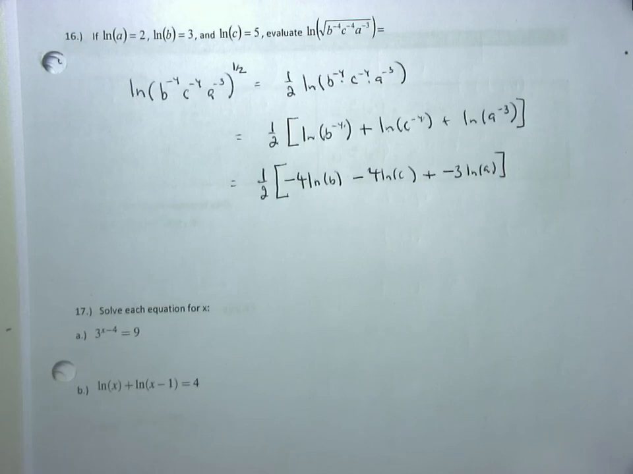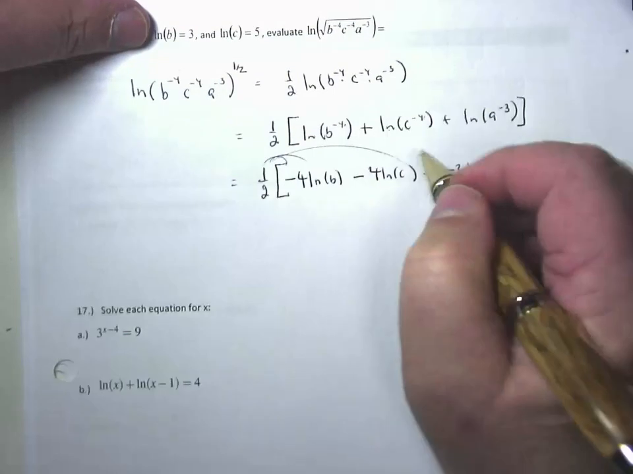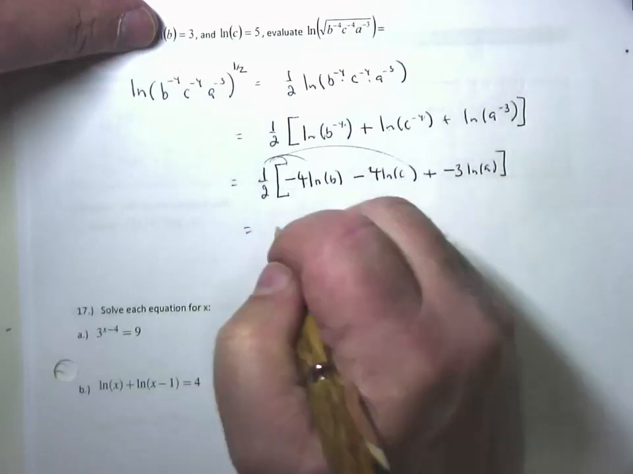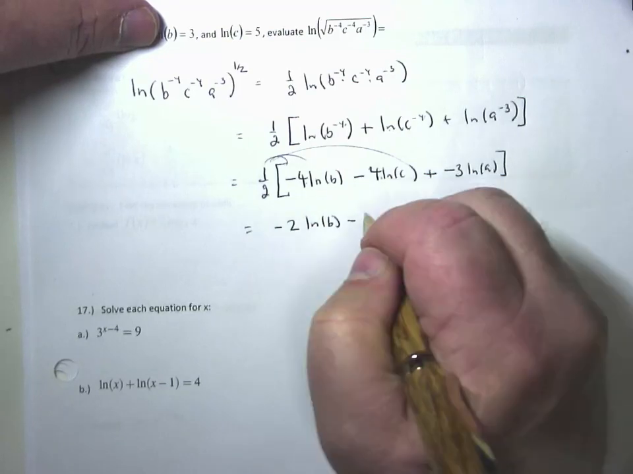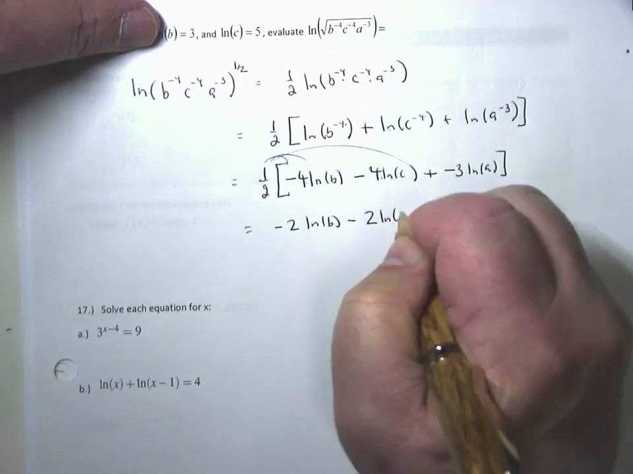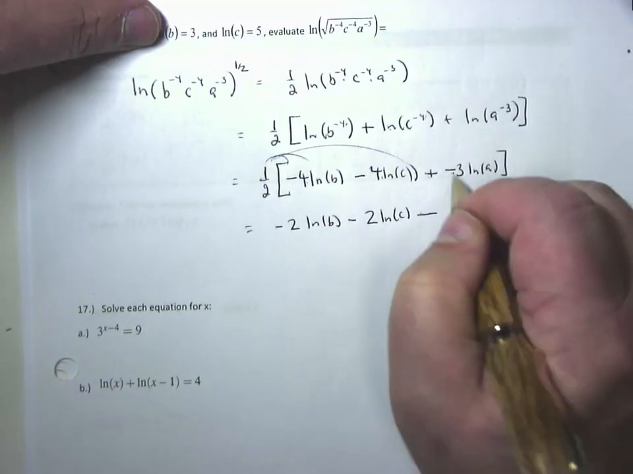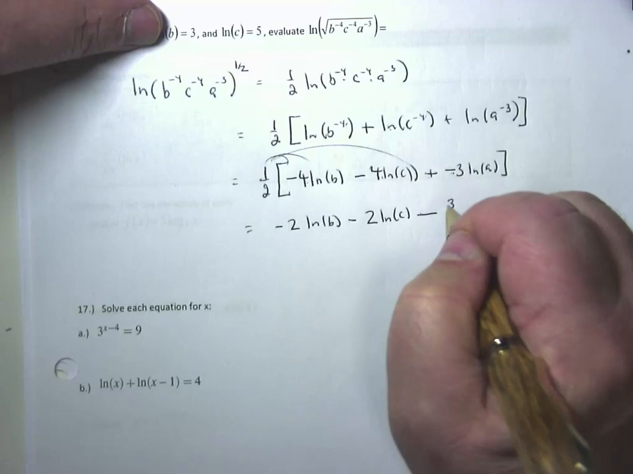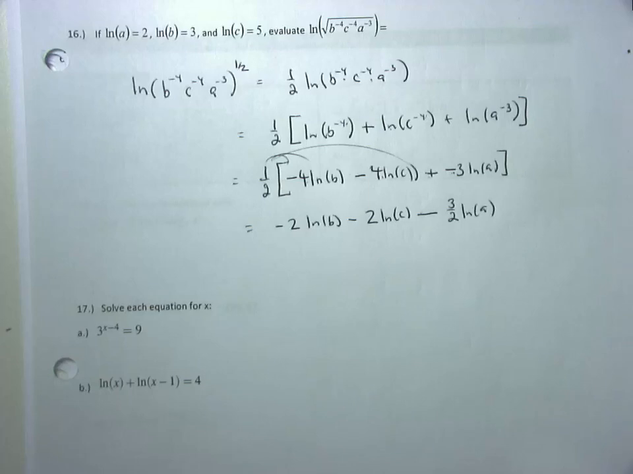Now I'm going to distribute my coefficient here of that 1/2. 1/2 of negative 4 is negative 2 times the natural log of b. 1/2 of negative 4 is negative 2 times the natural log of c. Plus a negative is a minus. 1/2 of 3 is 3/2 times the natural log of a. All I did was take my old baseball bat and bust this up into multiple terms using my log properties. Now here comes the trick.